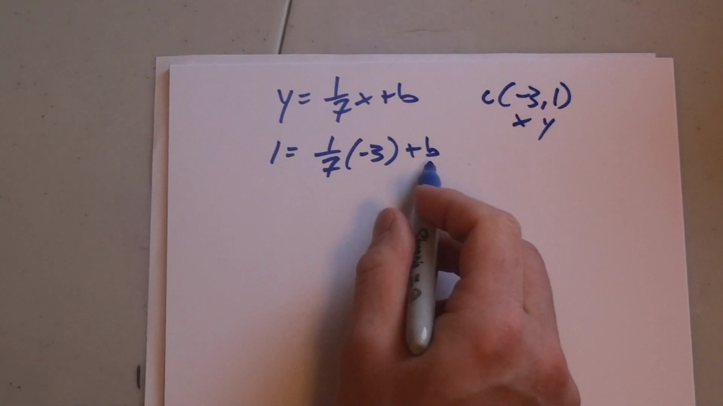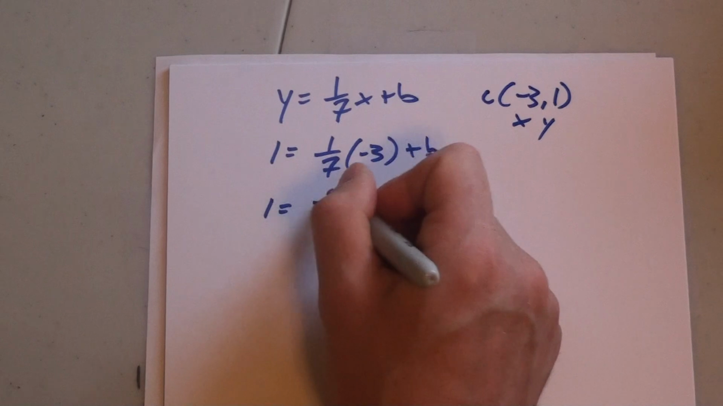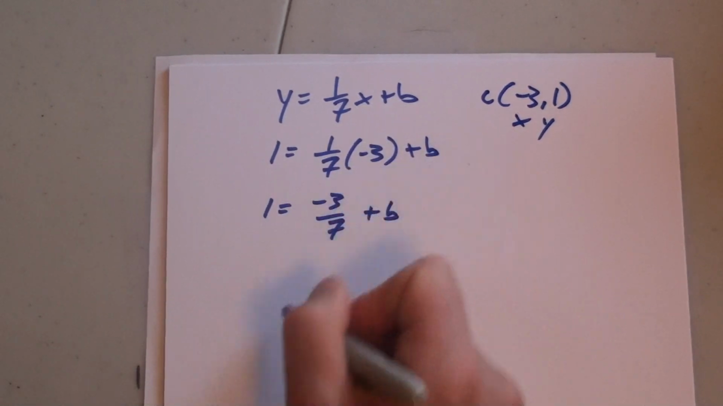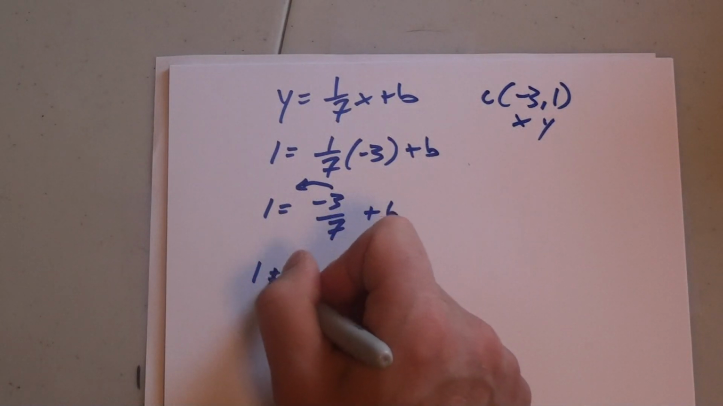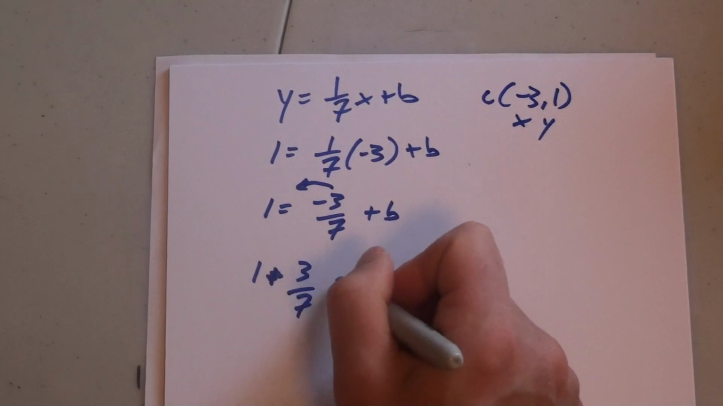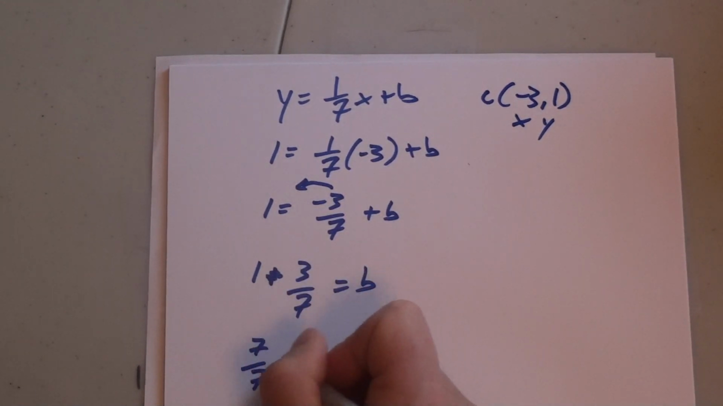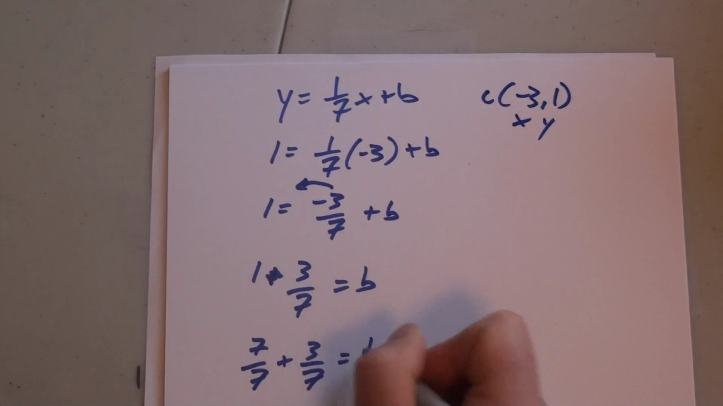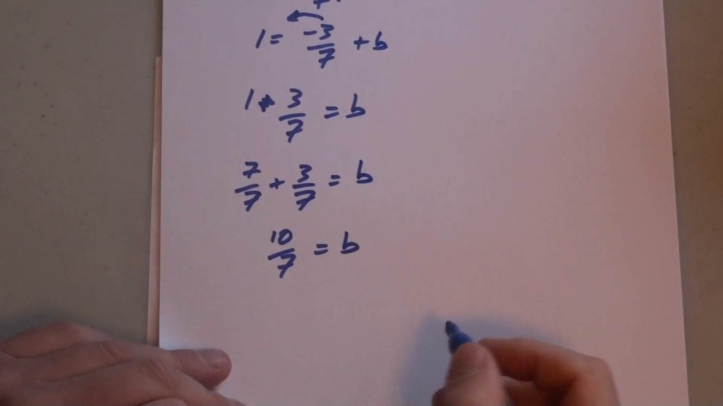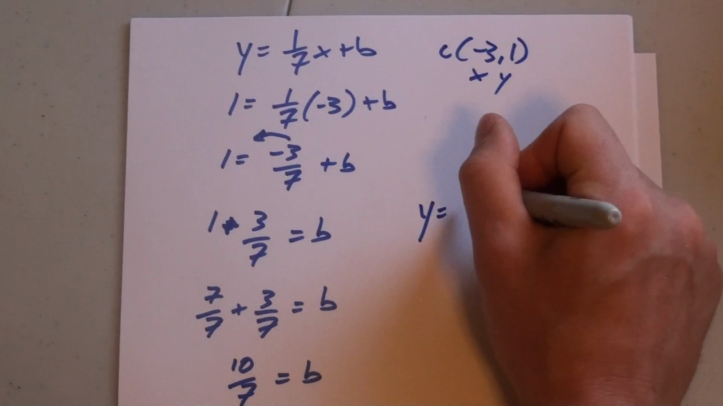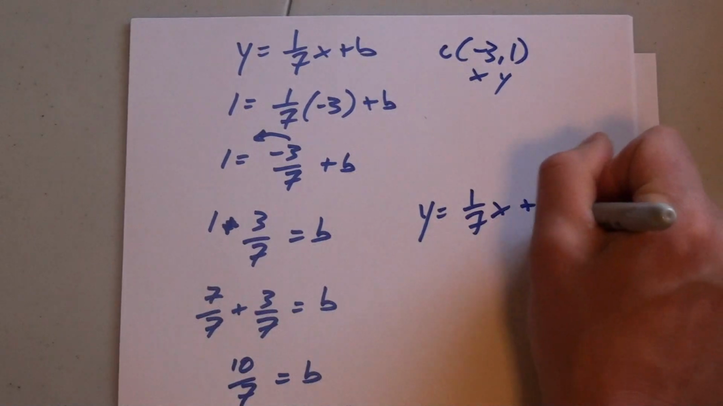I'm going to solve for my unknown b value. 1 equals, and I'm multiplying, this multiplies to the numerator, -3 over 7 plus b. Take it over to the other side. 1 plus 3 over 7 equals b. Get a common denominator, 7 over 7 plus 3 over 7 equals b. That will give me 10 over 7 as my b value. So my equation of the altitude is y equals 1/7 x plus 10/7.